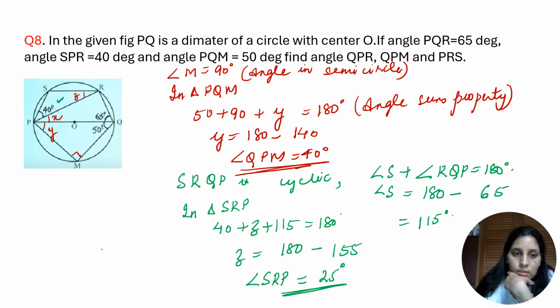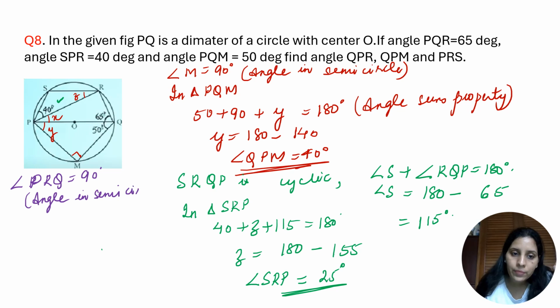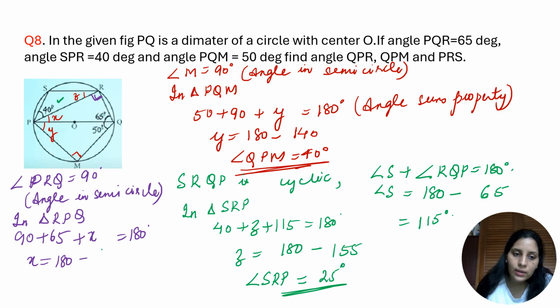All right, so we just need to find X. So how do we do this? This is again very straightforward. Since PQ is the diameter, I can write PRQ is 90. Again, angle in semicircle, right? So I have this angle 90. The third angle can be calculated. Same angle sum property. In triangle RPQ, 90 plus 65 plus x is equal to 180. So x is 180 minus 90 minus 65. And here we go, RPQ is equal to 25 degrees.